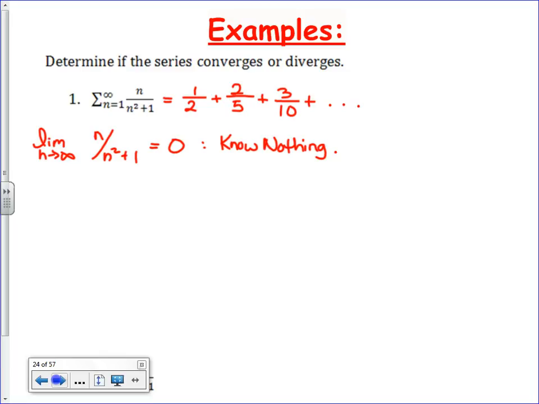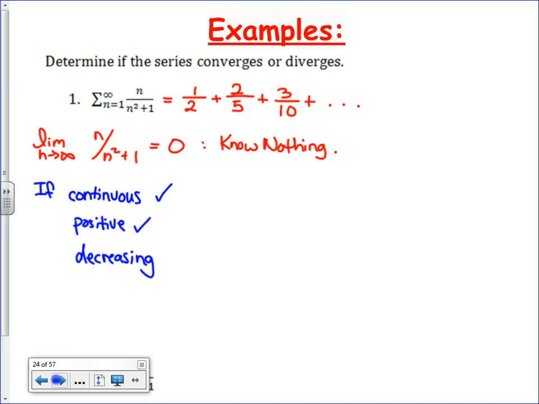To do the integral test, we have to have a few ifs. First of all, is it continuous? Guys, is it continuous? Yes, because the bottom equal to 0 is not possible, it's imaginary, right? So therefore continuous, check. If positive, are all the terms going to be positive? Yes. If decreasing. Is it decreasing? 1/2, 2/5, 3/10. It looks like it's decreasing.